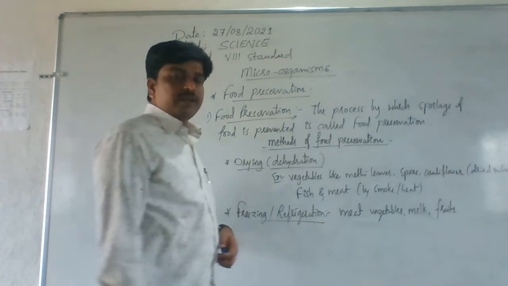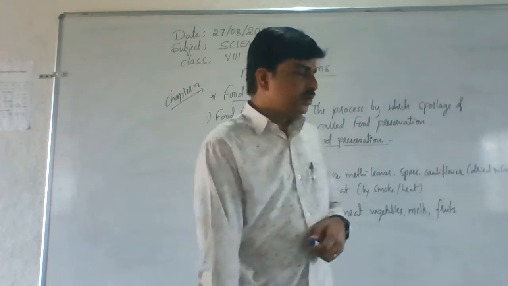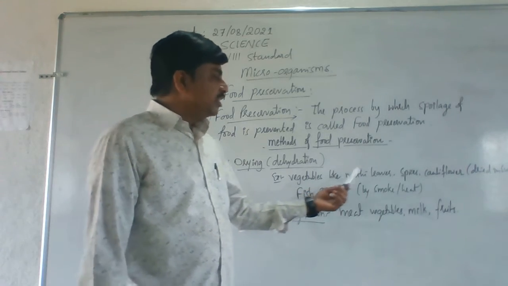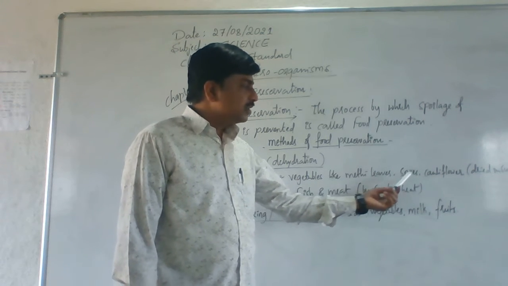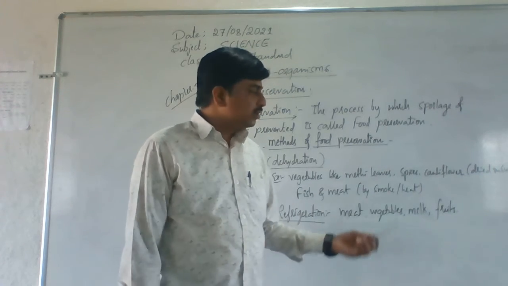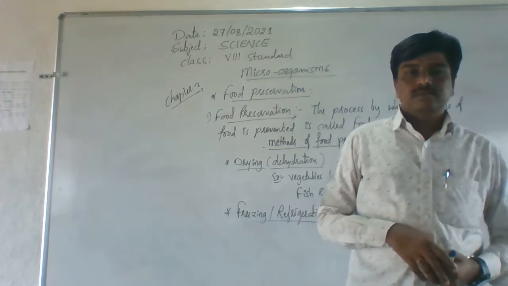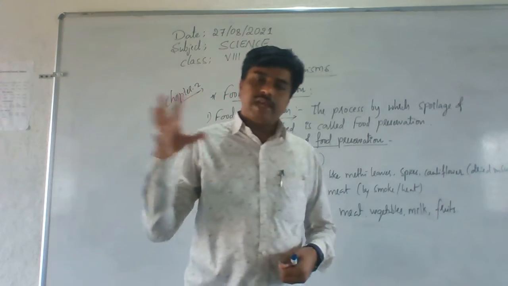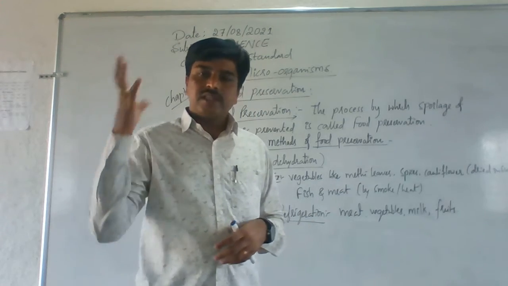So once again I repeat, dehydration means the process of removal of water. Understand? See, examples are vegetables like methi leaves, even spices, and cauliflower. These vegetables and spices are commonly dried in the sun, because the sun also gives us heat. Due to that heat, the water present in all these vegetables evaporates and they become dry.